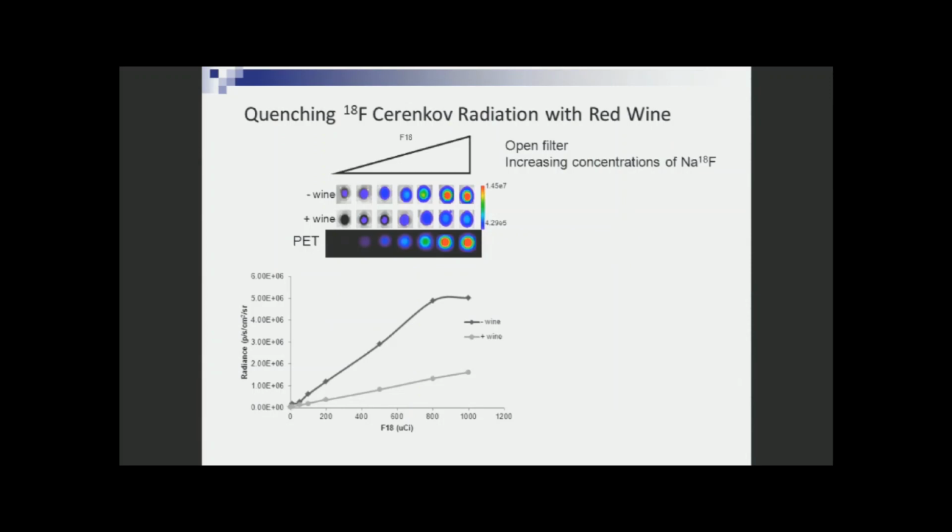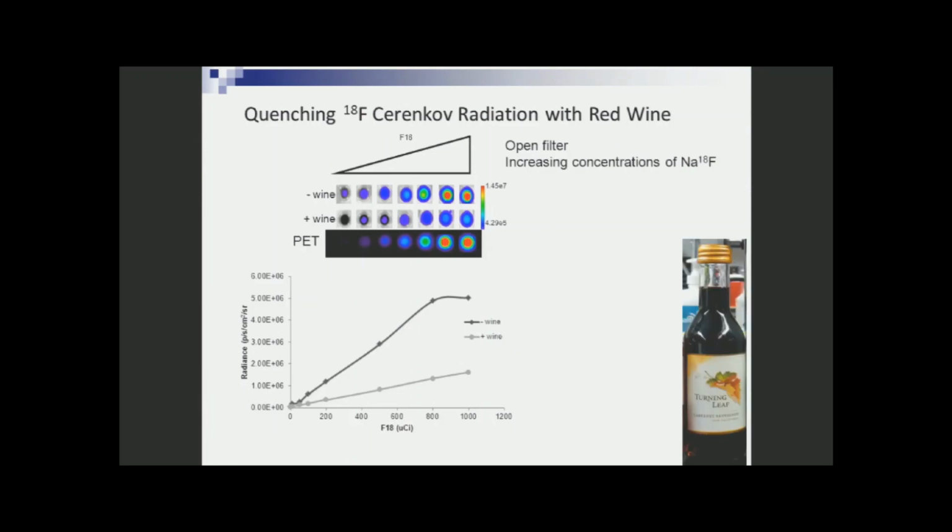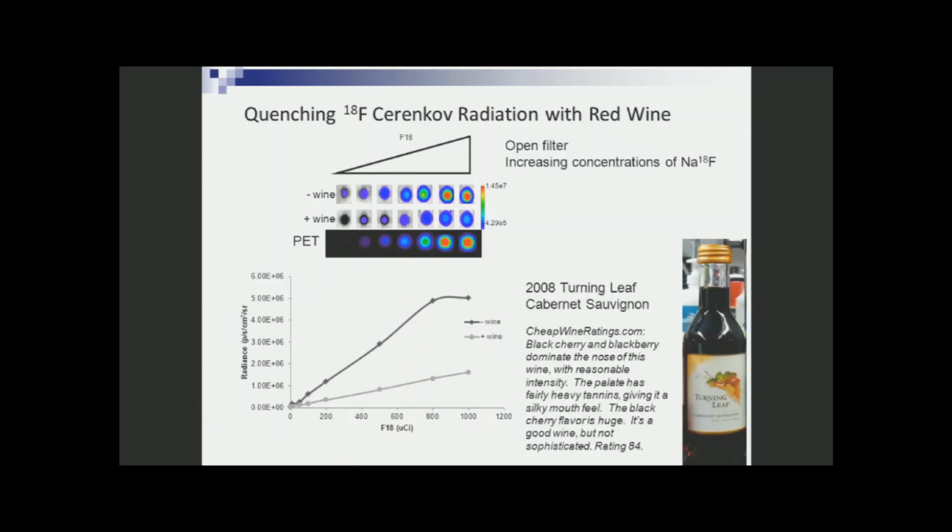And then this is the Cherenkov emission in the absence of wine and in the presence of wine. And you can see that you get a substantially reduced Cherenkov emission with increasing concentrations of red wine. And for this red wine, we used a 2008 Turning Leaf Cabernet Sauvignon, which on cheapwineratings.com was rated as a good wine, but not sophisticated.